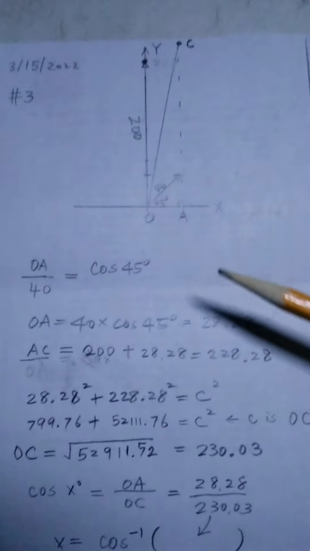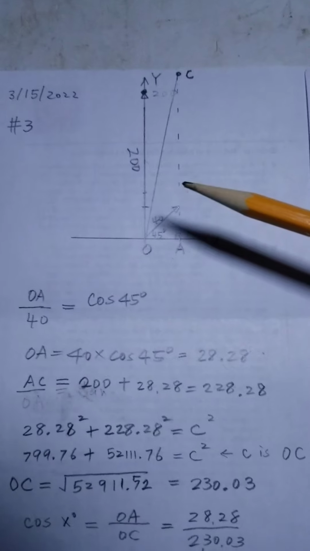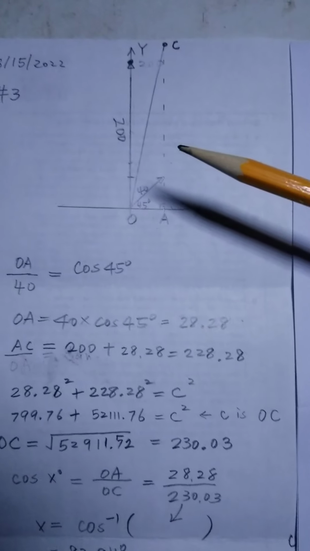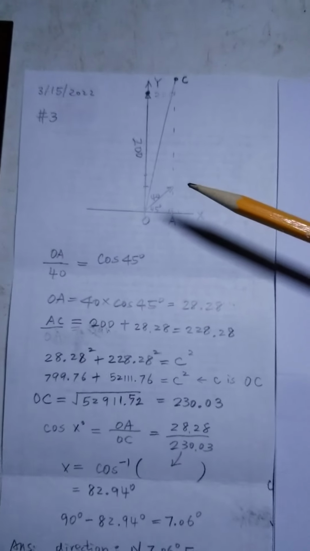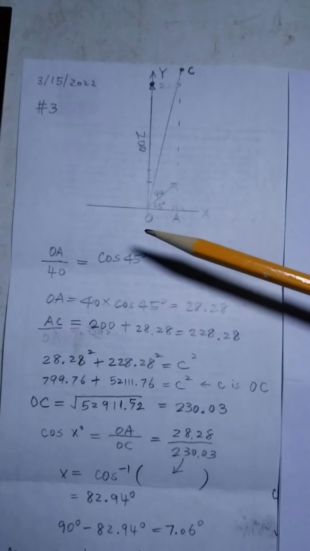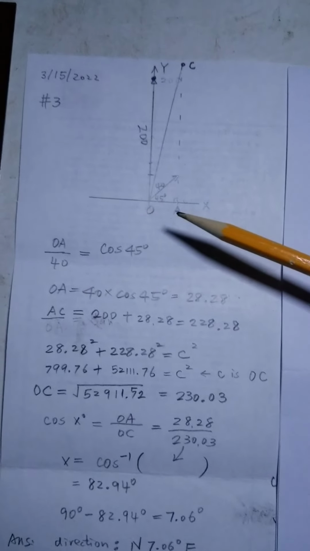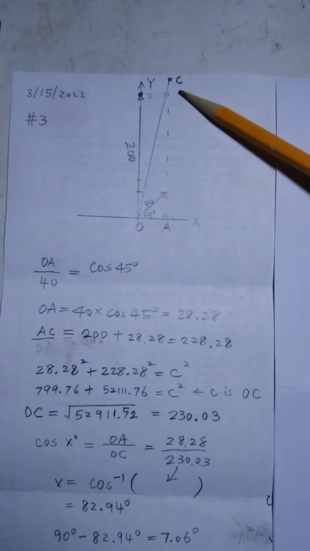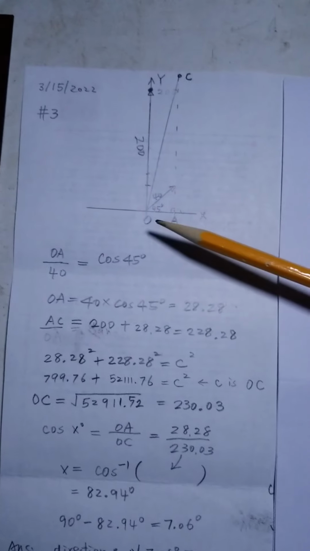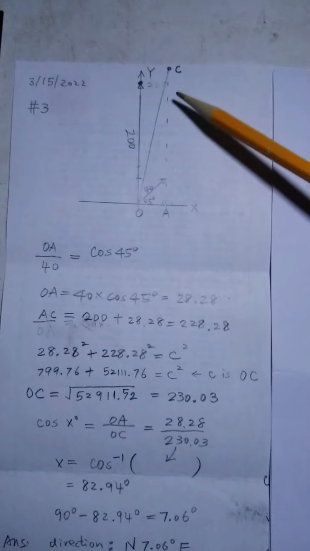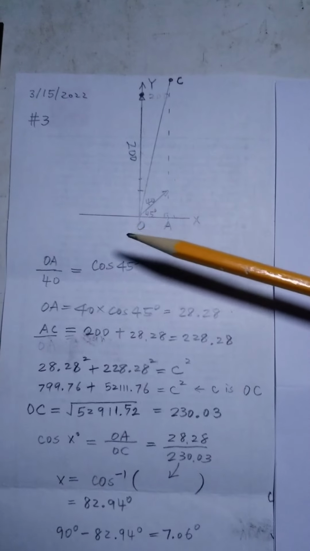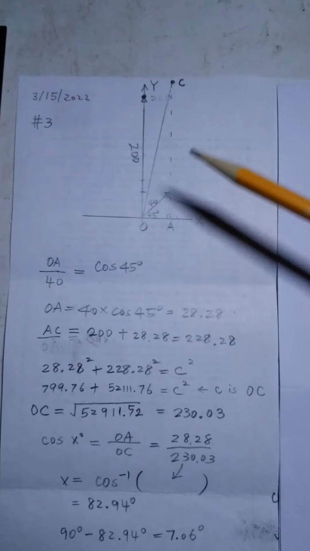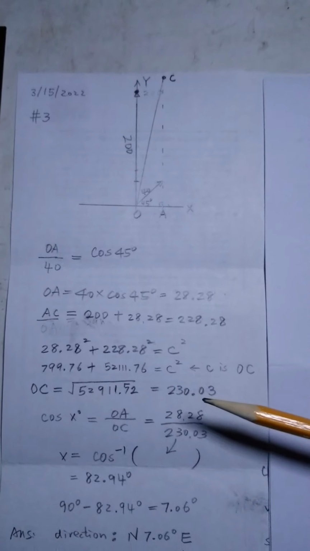Okay, so what we're going to do is A squared plus B squared equals C squared. And this is 28.28. This is 228.28, right? Then we find out this is 230.03. And this is correct, right? Because just think, this is 230, is the hypotenuse, and this is almost as long, but it's 228. So it's about right.